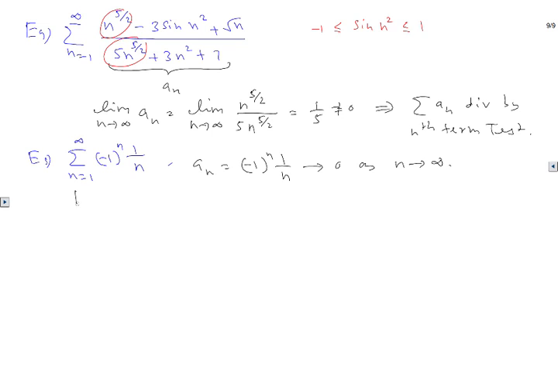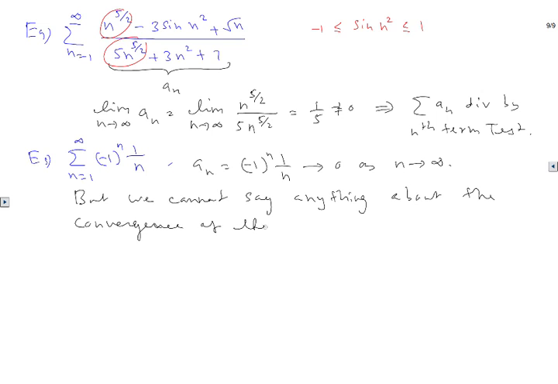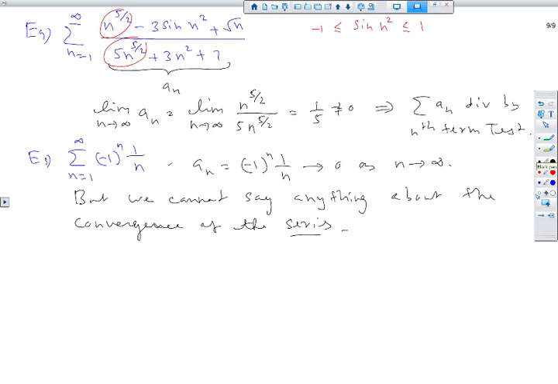We cannot say anything about the convergence of the series. This is one of the problems that we have with this test. It doesn't say anything about convergence. It only says something about divergence. It only catches bad series, right? Only catches bad ones.